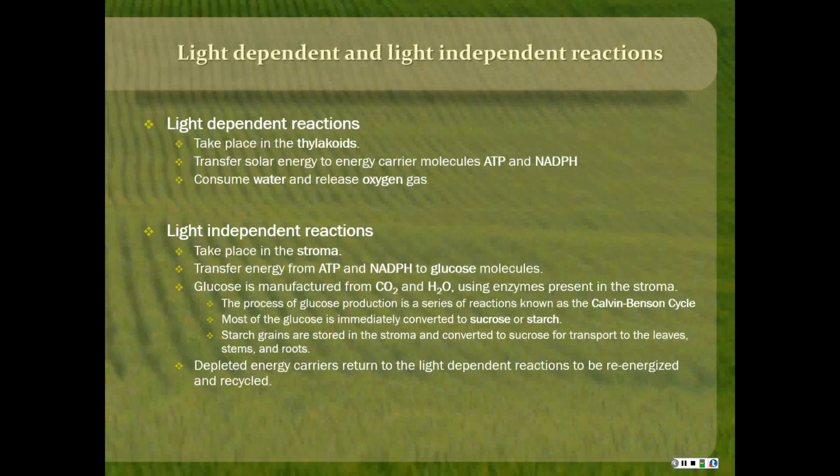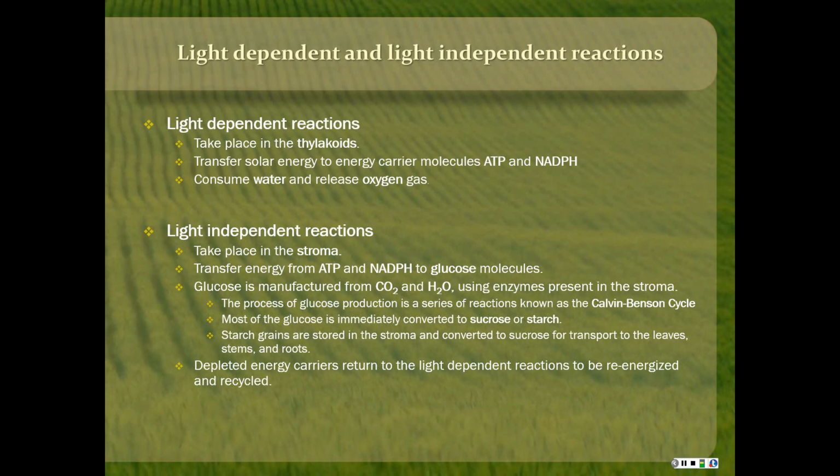And then photosynthesis is made up of a light-dependent phase and a light-independent phase. They used to call it the light phase and the dark phase, but actually the light-independent phase doesn't have to happen in the dark. It just doesn't need light. So the light-dependent reactions take place in the thylakoids, and solar energy is transferred to energy carrier molecules. And in this phase, water is consumed and oxygen is released into the air.